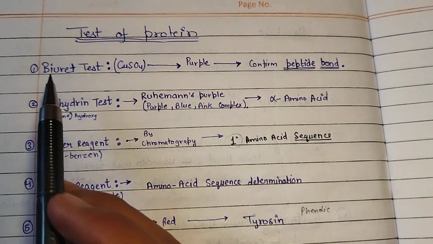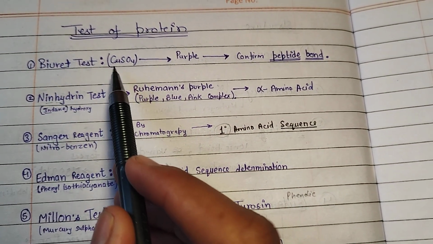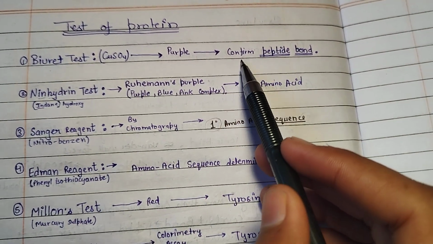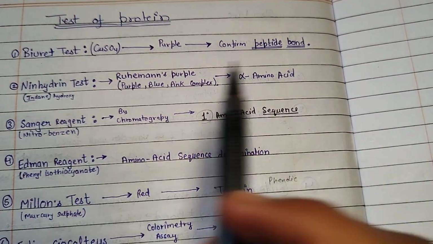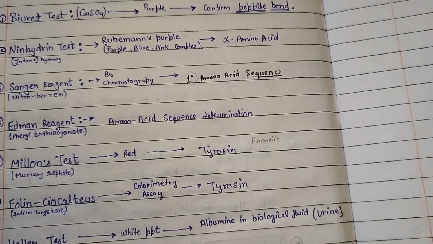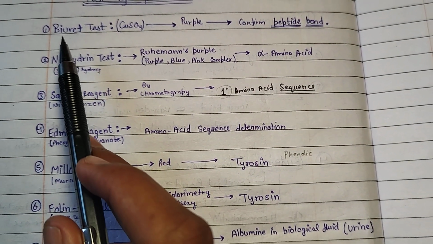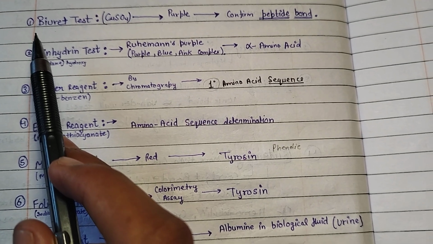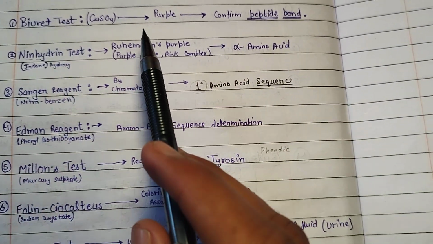So the first one is the Biuret test. Remember the reagent here is copper sulfate. The Biuret test uses copper sulfate, the color is purple, and it confirms the peptide bond between the two amino acids, so it confirms that there is a peptide, amino acid, or protein. It is a very common test, like the Molisch test is common for all carbohydrates, so the Biuret test is the same for proteins and amino acids.